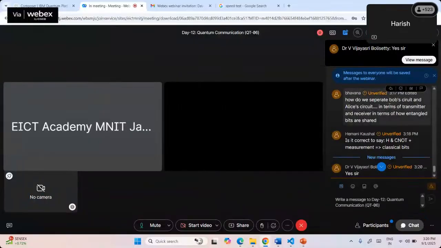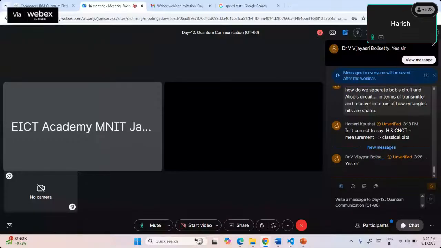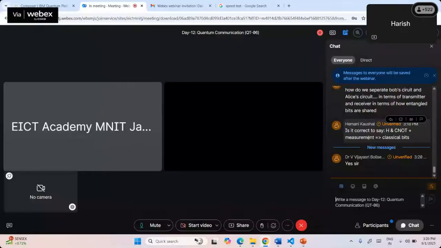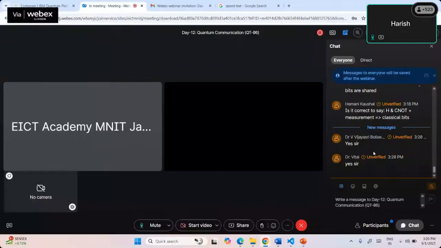So the question by Hemani Koshal is, is it correct to say Hadamard and C0 plus measurement? Yes, we are doing the same thing, and then we are measuring Alice's qubits to classical bits. So that's correct.